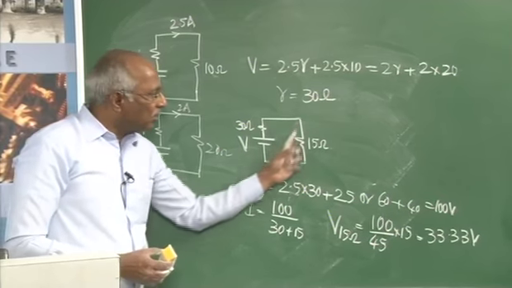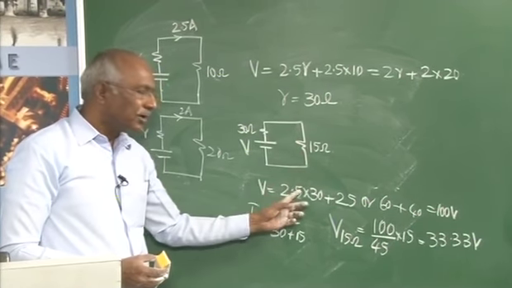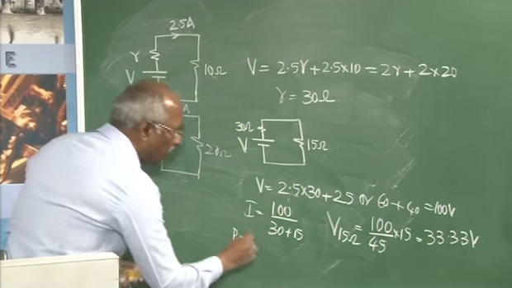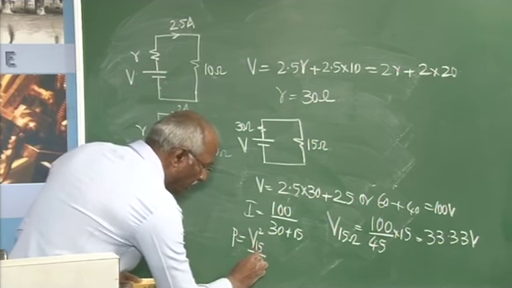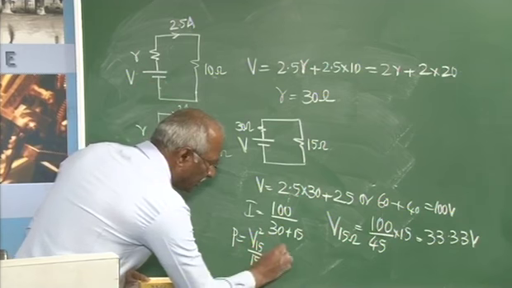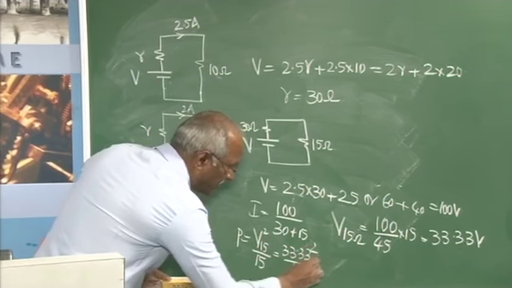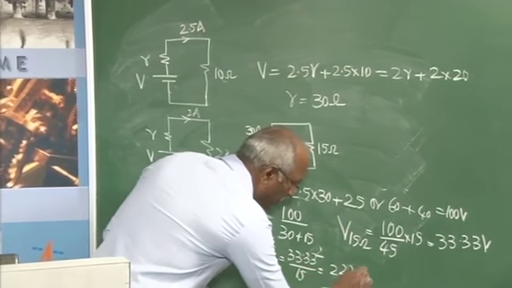Once I know the voltage across this, we can find the power. I know the current also, so the power can be calculated. The power will obviously be equal to V15 square by R15, that is 15. That comes to 33.33 squared divided by 15, which comes to 222.2 watts.